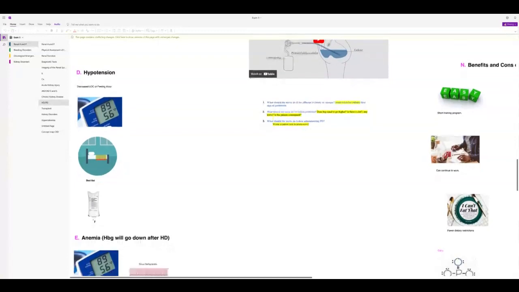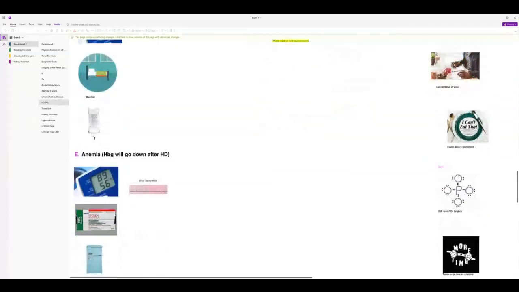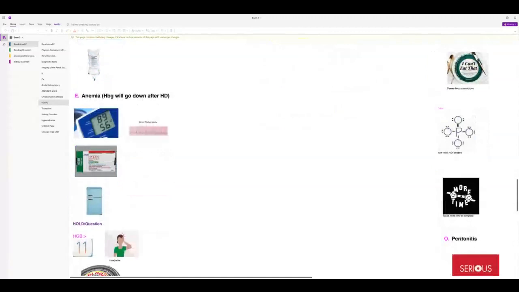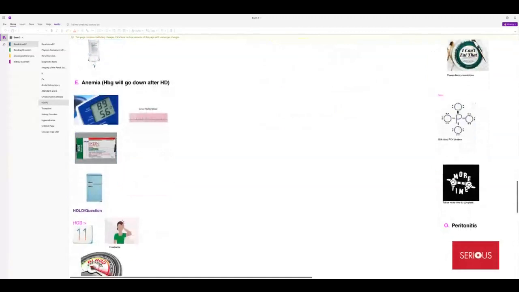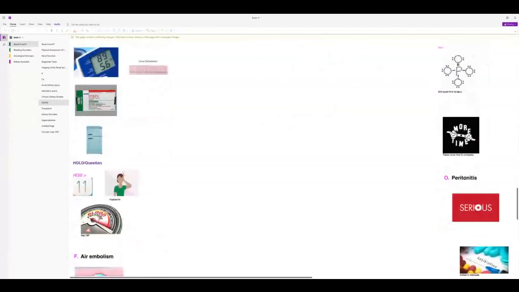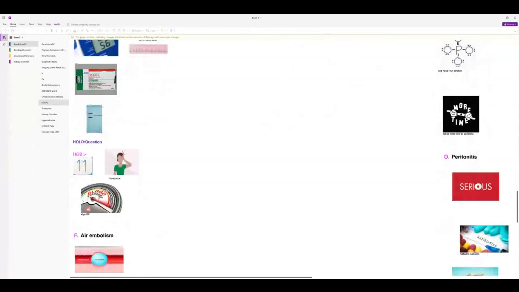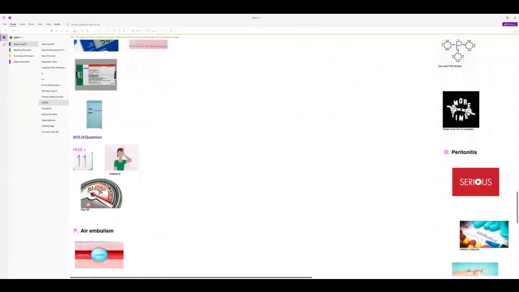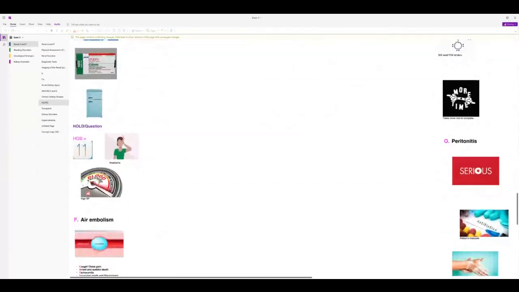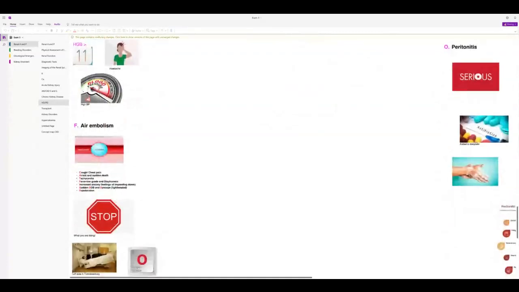Anemia. The hemoglobin will go down after hemodialysis, okay? So with anemia, look for sinus tach, low blood pressure. They're going to be on EPO, and Aranesp, which needs to be in the refrigerator. You're going to hold or question if the hemoglobin is greater than 11 or if they have a headache or a high blood pressure. Air embolism, we've talked about this earlier in the semester.